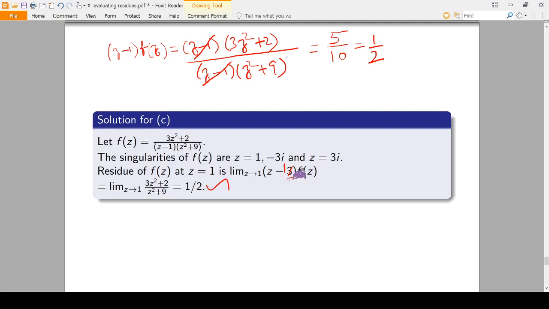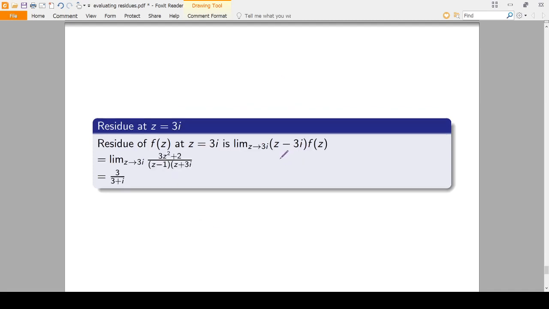Keep in mind that here I have made an error. It has to be z minus 1, not z minus 3. When I calculate z minus 1 into f of z, I get the value of the residue of f of z at z is equal to 1 as 1 by 2. Similarly, when I calculate the residue at z is equal to 3i, I have to multiply f of z with z minus 3i. So here I get z minus 3i into f of z.